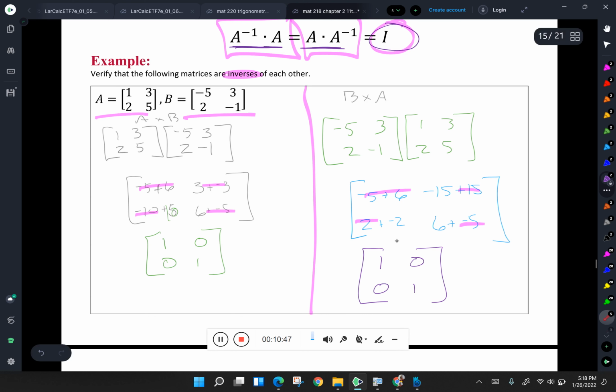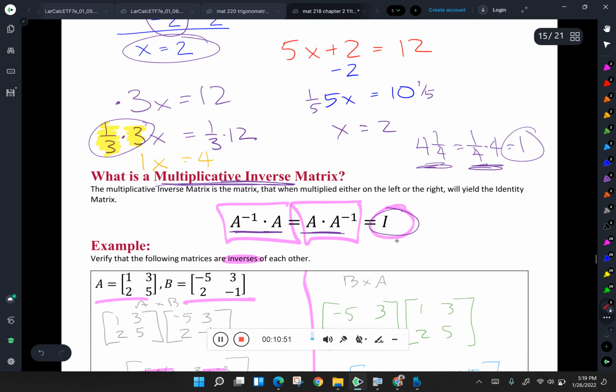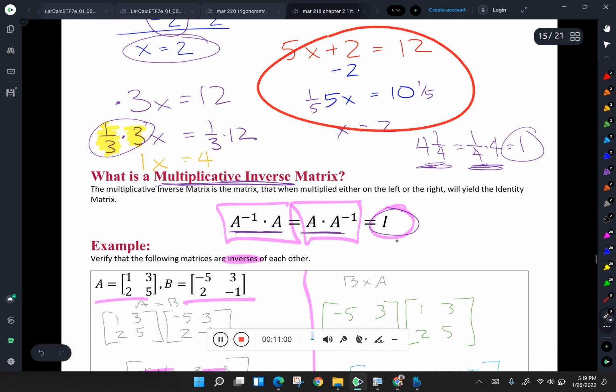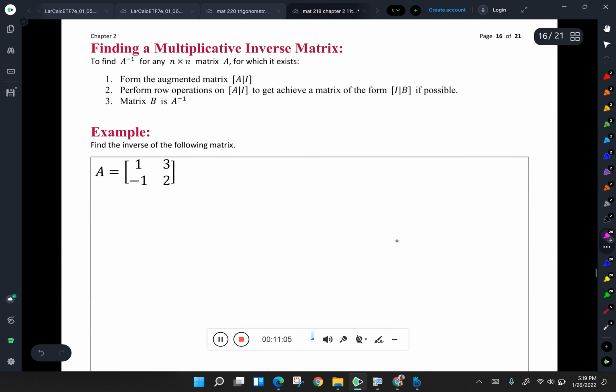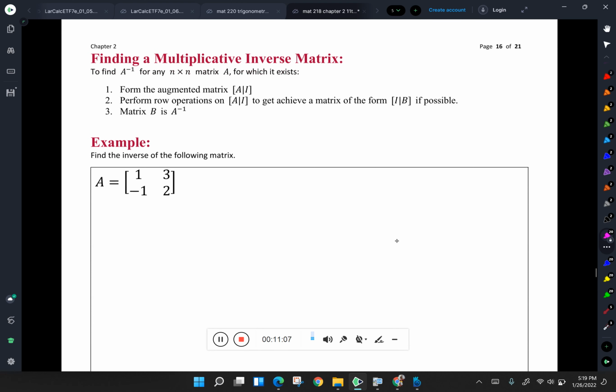Do you see where this is going? It's going back to here. It's going back to solving systems of equations and solving equations using matrices. That's what we're going to do. Okay? All right, so first off, I need to be able to find a matrix inverse. I need to be able to find the multiplicative inverse of a matrix. And here are the steps for doing it.